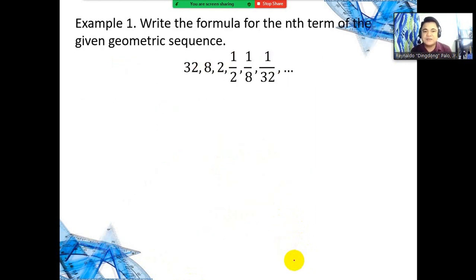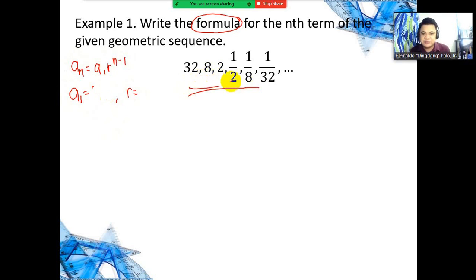Example 1: write the formula for the nth term of the given geometric sequence. In this specific example, we just need to write the formula. To do that, we write our general term for the geometric sequence, which is a sub n equals a sub 1 r raised to the power of n minus 1. So in writing the formula, we only need a sub 1 and r. This formula is then used to identify the terms of this sequence.